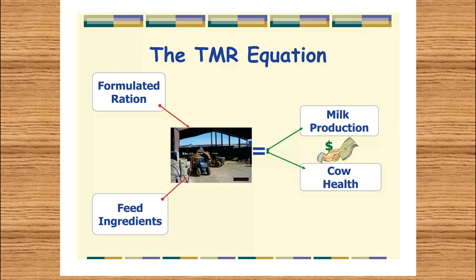So how to do the total mixed ration equation? Then there is the formulated ration, for example a concentrate. It also contains different feed ingredients. Then once again it is divided into milk production and cow health. That's the output of the formulated ration. Then one needs to get the optimum benefit of the different feeds in terms of the milk and cow health also.